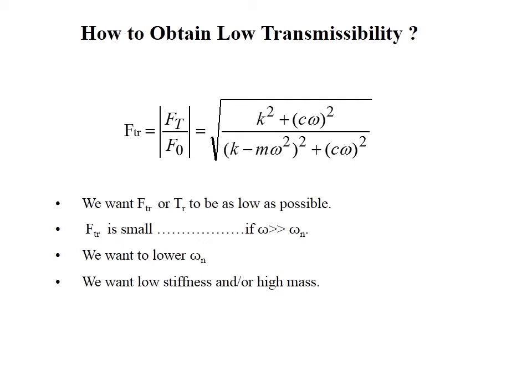We want this transmissibility ratio to be less than 1. To make this ratio low, there are some conditions by which we can achieve this. The angular velocity omega of the system should be very high compared to the natural frequency omega n. So the conditions are: increase the value of omega and decrease the value of omega n. Omega n is the square root of k by m, so by lowering the stiffness or increasing the value of m, we can get a low value of natural frequency.